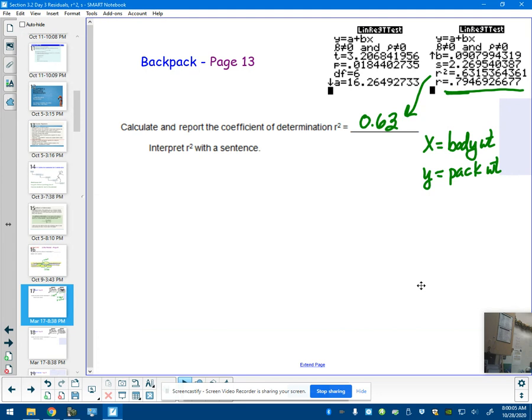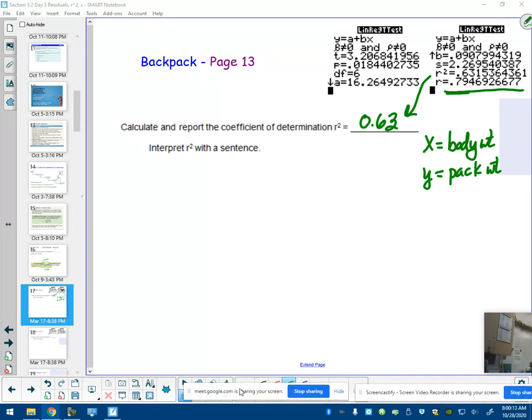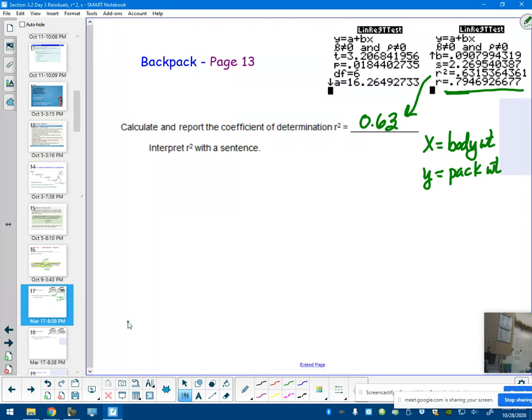All right, so we're going to form the sentence. So if you're looking at your generic packet, I'm going to say the following. I'm going to say 63% of the variation. So 63% of the way people's pack weights, because that's Y. Y comes first in this sentence. So 63% of the variation in how much your backpack weighs can be explained by the variation in how much the people's bodies weigh. That's what we're saying.